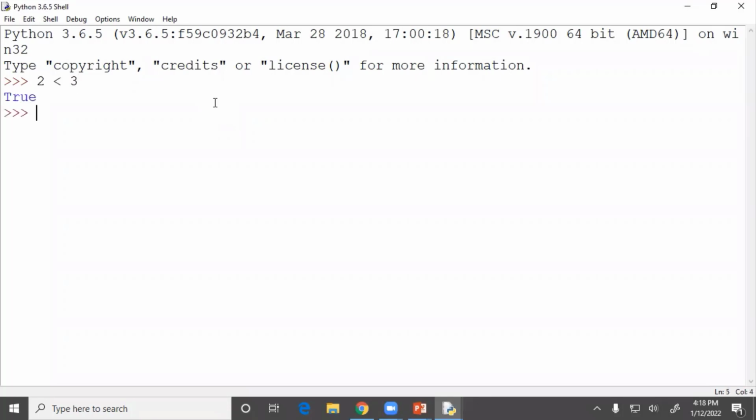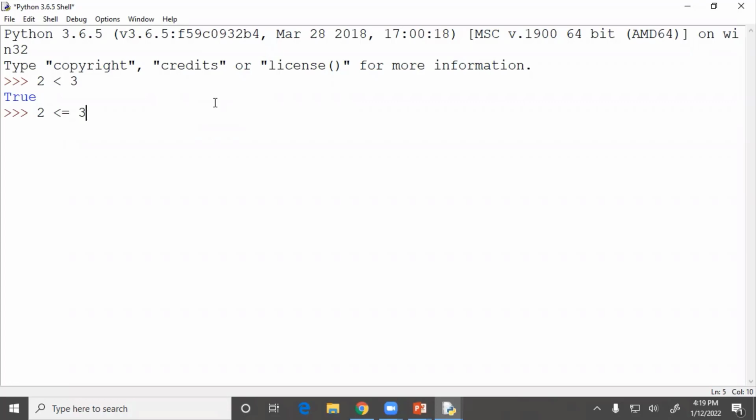It's what? True. If I say, for example, 2 less than or equal, you see this less than or equal? 3. What do you think the answer is going to be? This one is going to be true, false? Who said false? Raise your hand if you said false. Excellent. So what is this? Raise your hand, true or false? So this one is true, guys. I'm saying that 2 is less than or equal to 3.